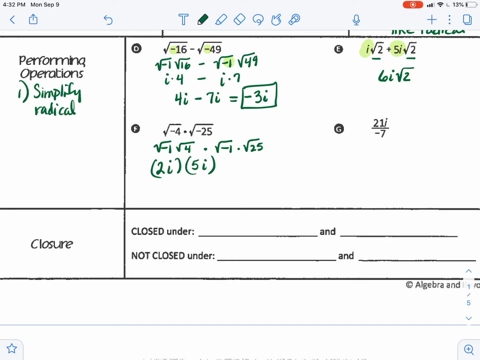That's all I did. Now we're going to multiply our whole numbers, multiply our imaginary numbers, but don't forget you can't have an i squared. i squared is a -1, and my final answer is a -10.